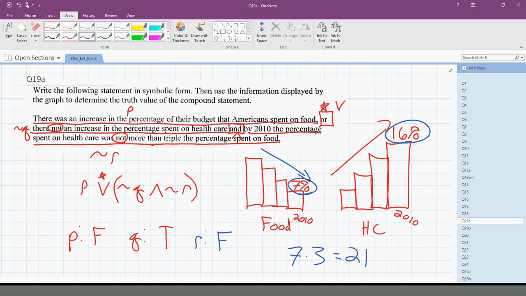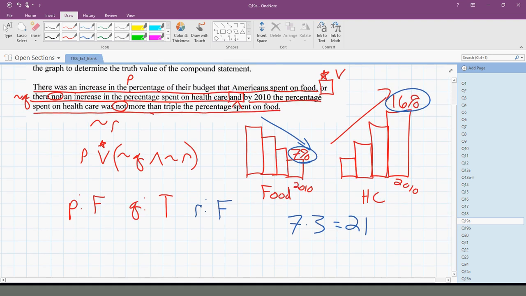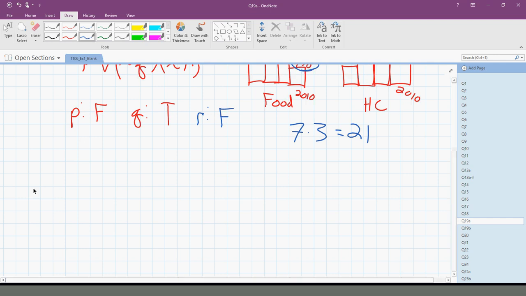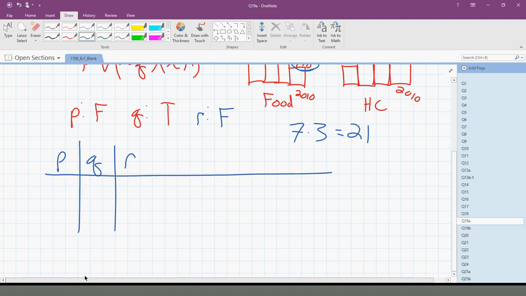So here are the truth values that we're working with, and this is what we want to run the truth table on. So we have 3 statements, P, Q, R. We already know the truth value, so this is not a long one. We know that P was false, Q was true, R was false.